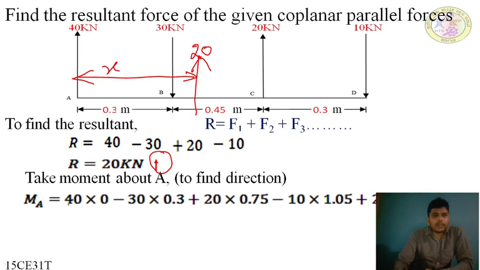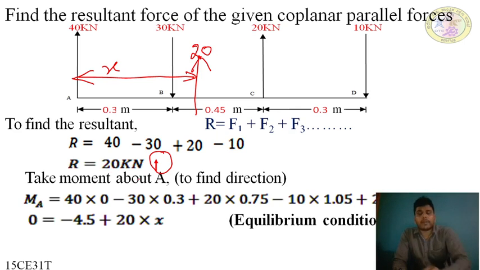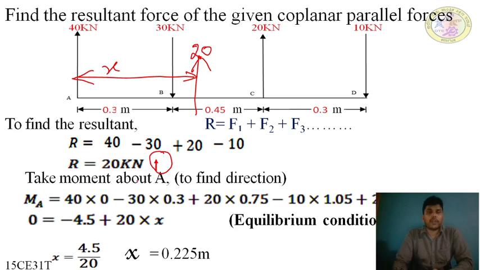Moment about any point will be equal to 0 if we consider the resultant also. This is again the law of transmissibility of force. Now equating the moment to 0, we get this equation. Due to the equilibrium condition, moment is equal to 0, and solving for x, we get x equal to 0.225.